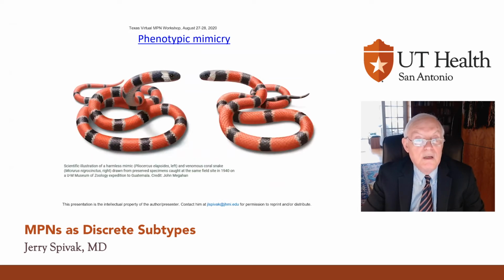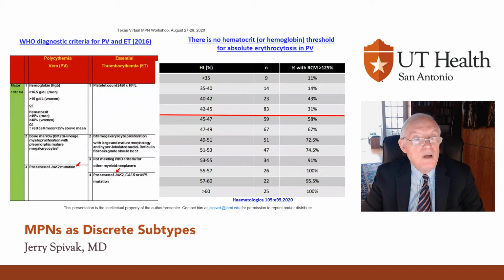One of these snakes is a lethal coral snake, and the other is a benign snake. I can't seem to tell the difference between them. And if we look at the World Health Organization criteria for PV and ET at 2016, you see a number of things here. One, there is a gross mistake here. There is no safe hemoglobin or hematocrit level.